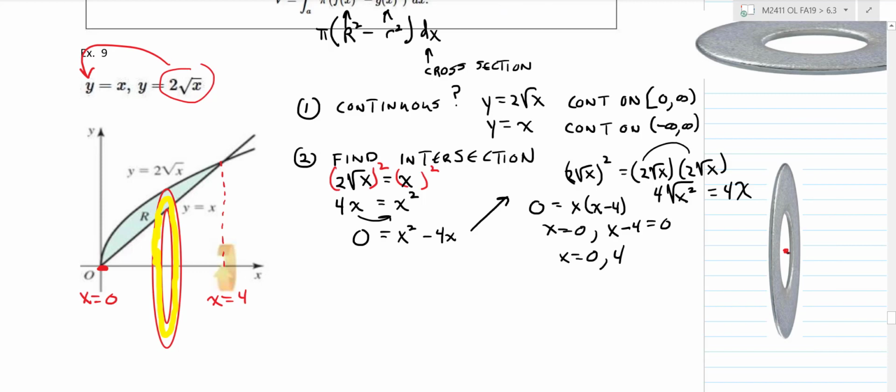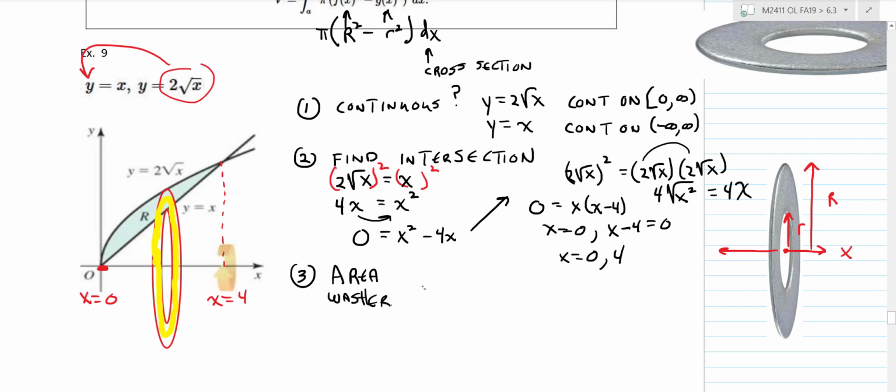Again, the center is your x-axis. So what do you have? You have a big radius and a small radius like that. The third thing we're going to do is find the area of the washer, the cross-sectional area of that washer.